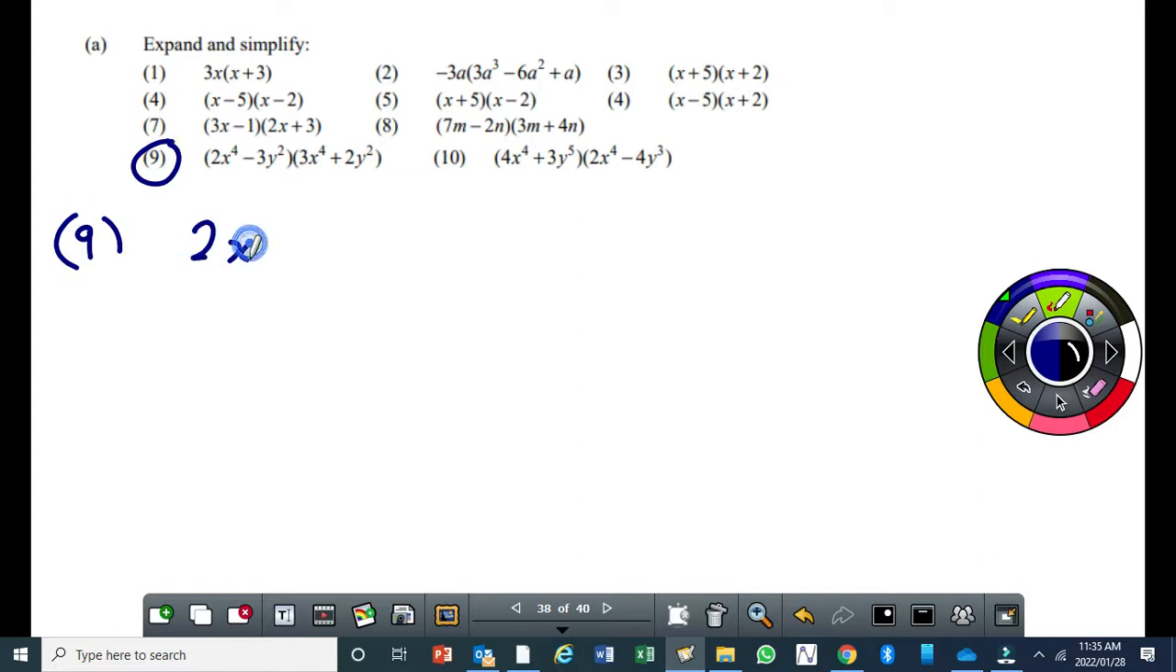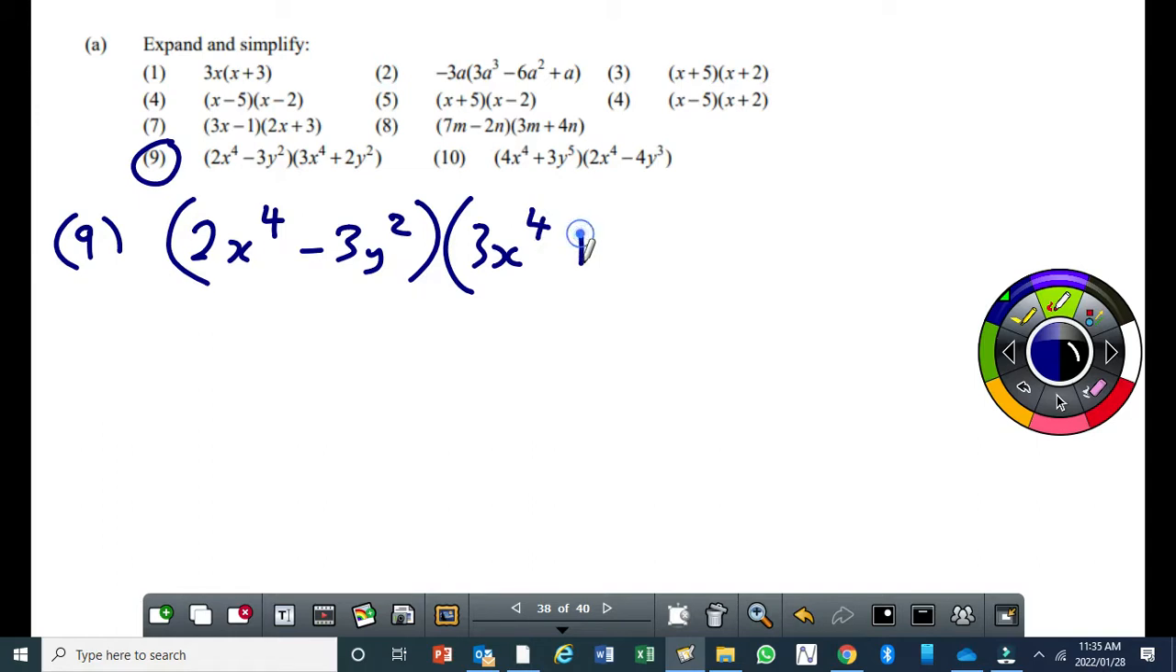So we have (2x to the power 4 minus 3y squared) times (3x to the power 4 plus 2y squared). Alright? Now in this question, we are multiplying a binomial by another binomial. So the basic rule is that you use FOIL. You're multiplying a binomial and a binomial.